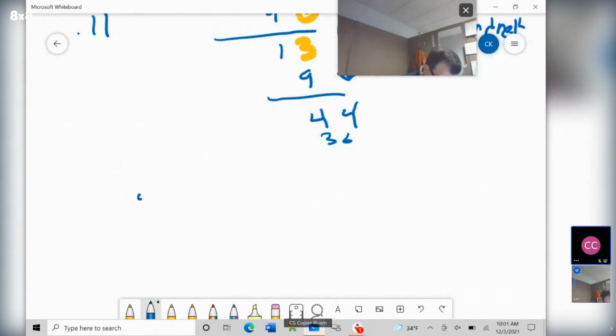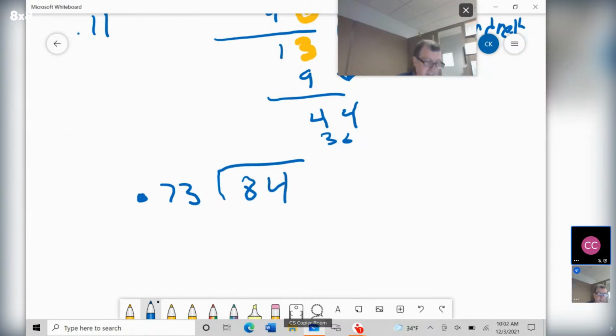Now let's do one that is a little bit different. If we have 0.73 into 84, what we need to do is get rid of this decimal right here. So we want to move it over 2 places. So we're going to multiply both by 100. That 73 is going to go there, and then we need to add 2 zeros on here because we're multiplying by 100. 84 times 100 is 8,400.